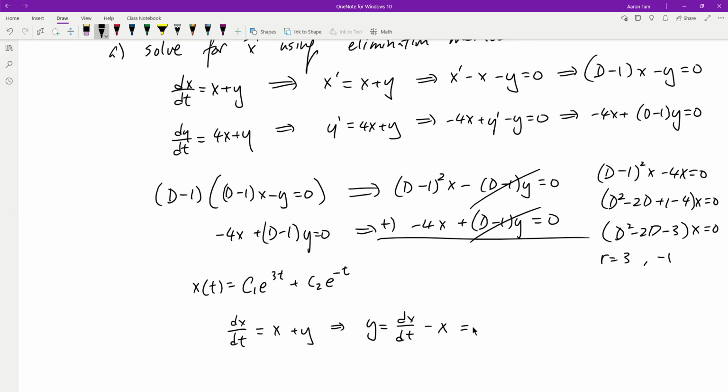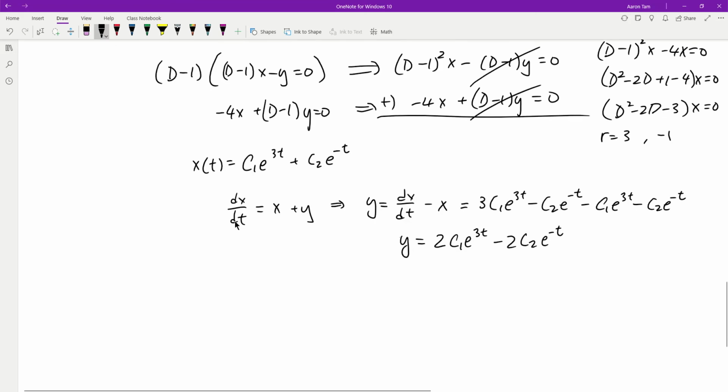So if I do take the derivative, it will be 3c1 e to 3t minus c2 e to negative t, minus x, which will become minus c1 e to 3t minus c2 e to negative t. Remember there are only two terms here. So c1 e to 3t, you have 3 minus 1, so 2 c1 e to 3t. And then minus c2 e to negative t minus another c2, so therefore it's minus 2 c2 e to negative t.